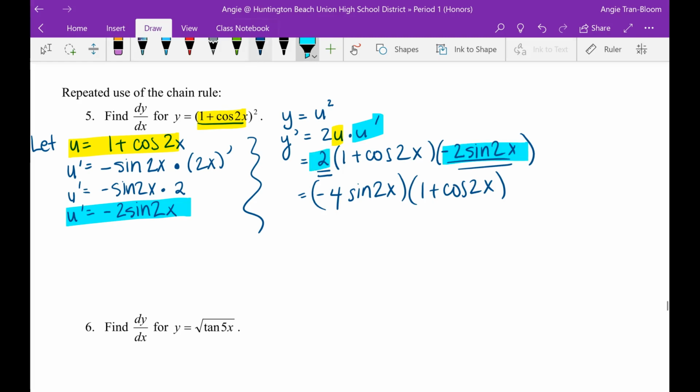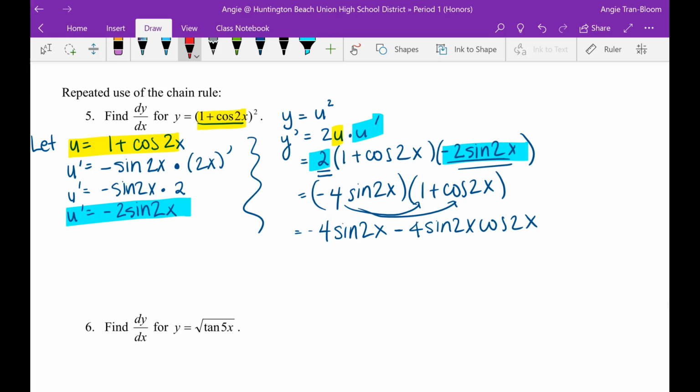Now let's slowly multiply this out. Here we go. Negative 4 sine of 2x times 1 is negative 4 sine of 2x. No big deal. Negative 4 sine of 2x times cosine of 2x gives minus 4 sine 2x cosine 2x. We can't do anything about it right now, so let's leave that as is.